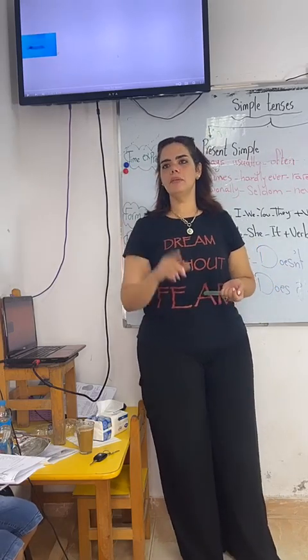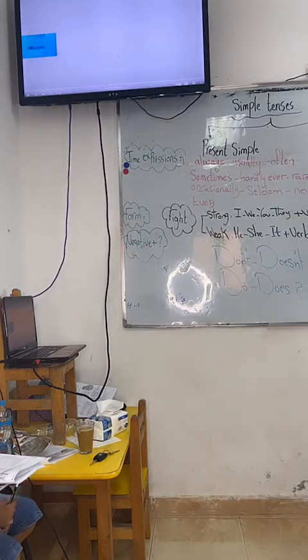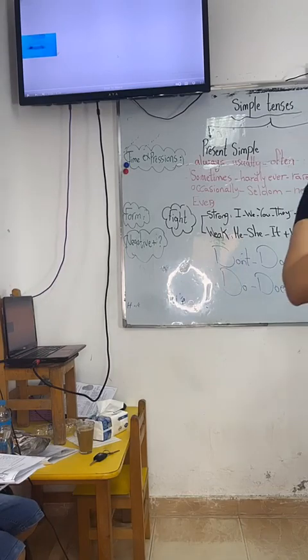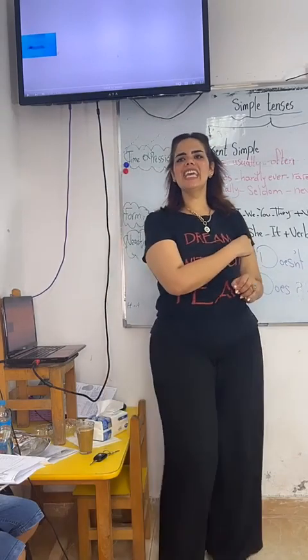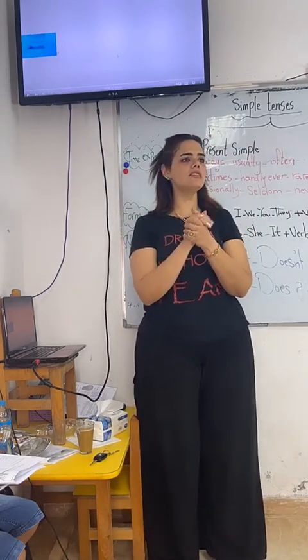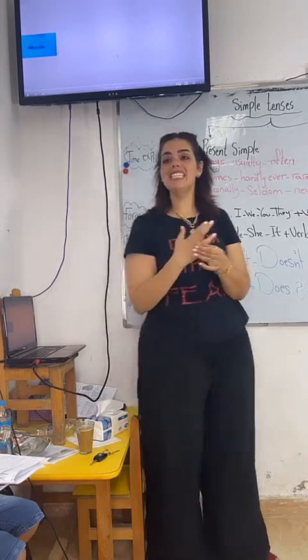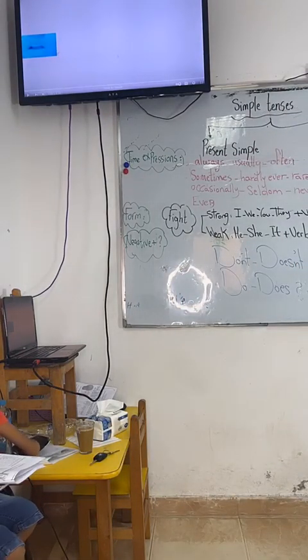The verb should be one syllable. One syllable means one part, like plan, it's one syllable. But if I say travel, how many syllables? Two syllables. Some of the verbs that are two syllables and end with letter L, I double the L and add ED, like cancel. How many syllables? Two. So we double the last L when the word ends with L and it's two syllables, like travel, like cancel. I double L and add ED.